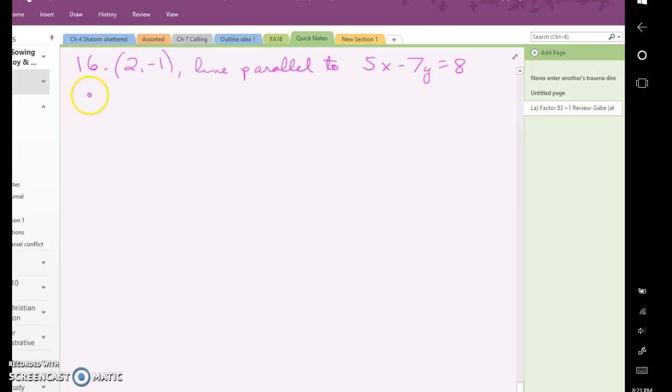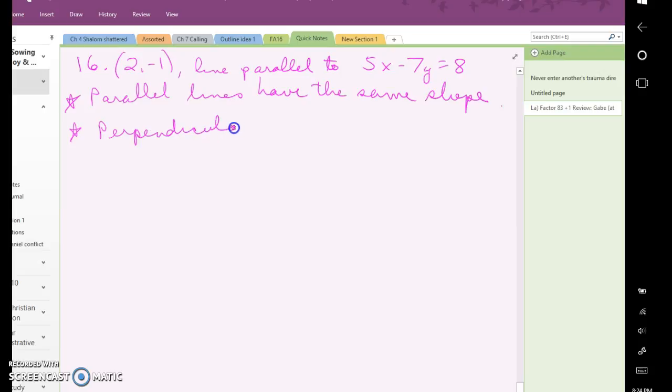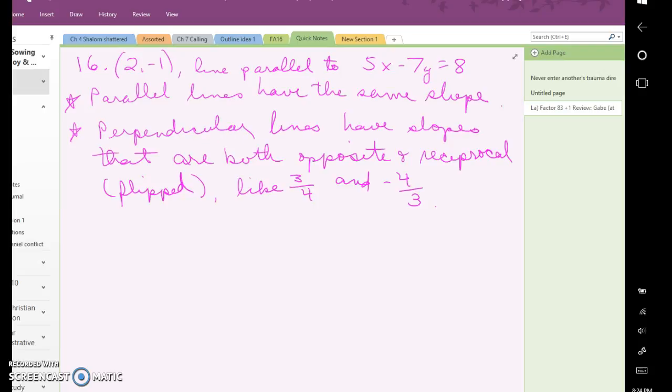What we know about parallel lines is that they have the same slope. Okay, so perpendicular lines have slopes that are both opposite and reciprocal, or flipped. For instance, if you have a slope of 3/4, a perpendicular line would have a slope of -4/3. All right, but we're working with parallel here.